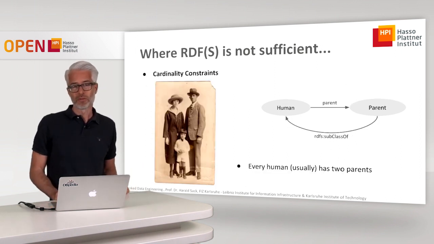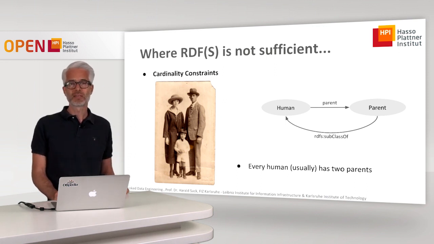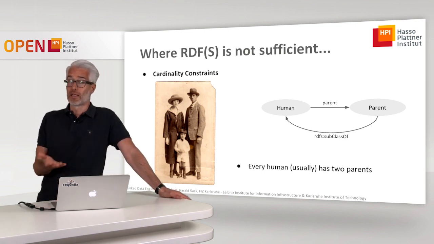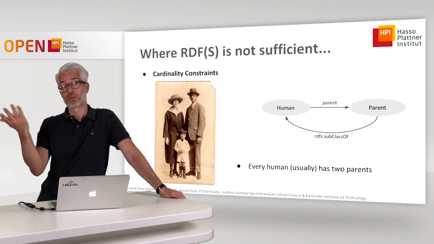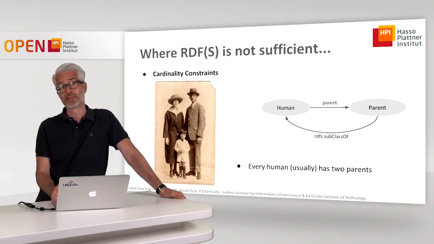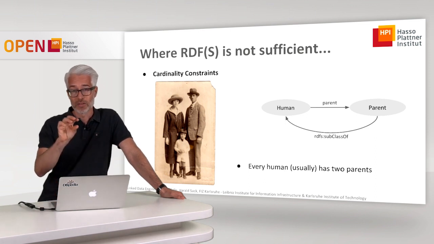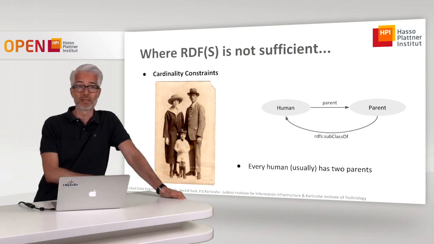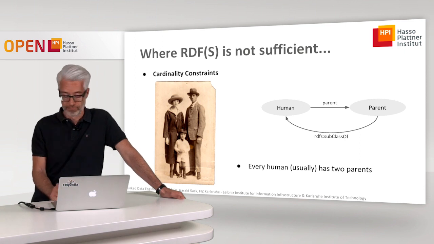And this we have also already heard, cardinality constraints. If I want to define parents and I want to say that every human usually has two parents, in RDF and RDFS I can only say that human has a parent who is of class parent, and I can also say that parent is a subclass of human. But this cardinality constraint, that, for example, each human usually has two parents, I can't express that.